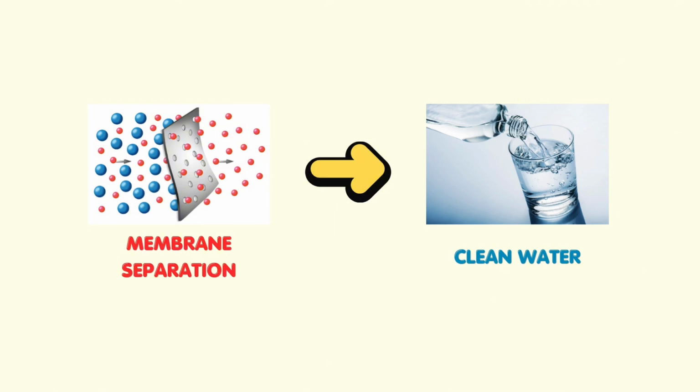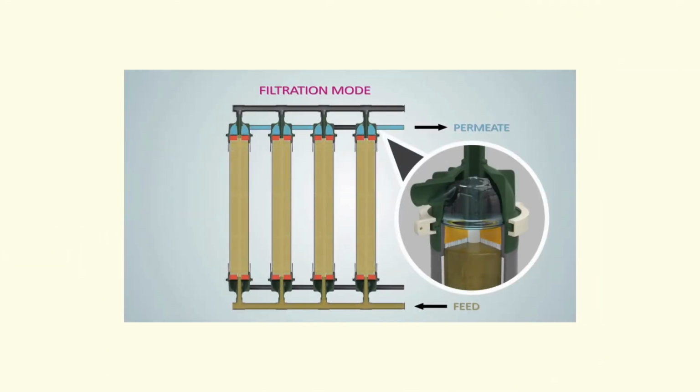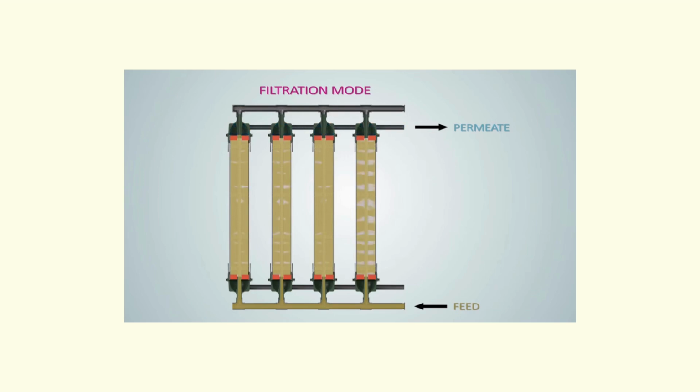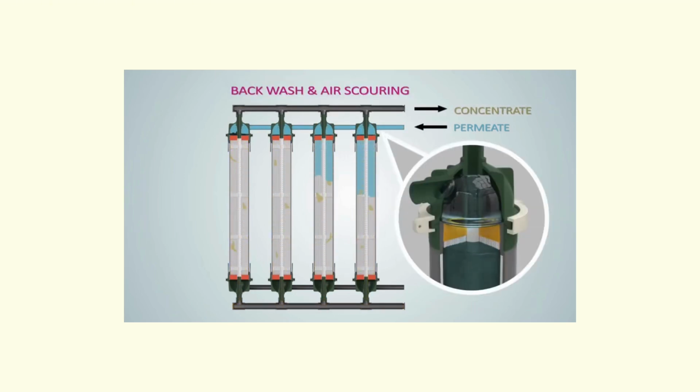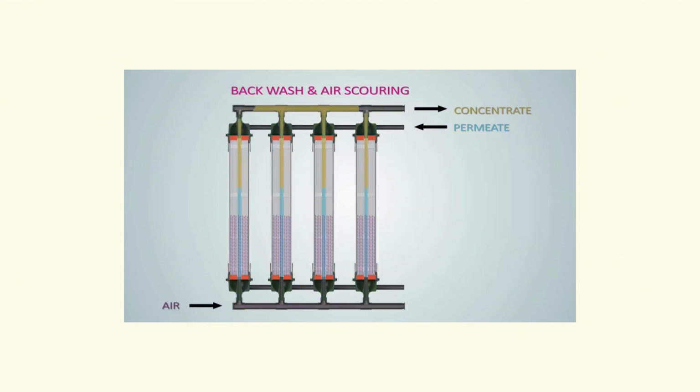Ultrafiltration is a membrane separation process that uses a semi-permeable membrane with very small pores to remove unwanted particles from water. The membrane allows clean water to pass through while retaining larger contaminants such as suspended solids, microorganisms and colloidal particles. During filtration mode, feed water enters the membrane module, where clean water known as permeate passes through the membrane pores while contaminants are retained. Over time, these contaminants accumulate on the membrane surface and reduce its performance. Therefore, a backwash and air scouring process is carried out to remove the accumulated particles and restore the membrane efficiency, ensuring a continuous supply of clean and safe water.